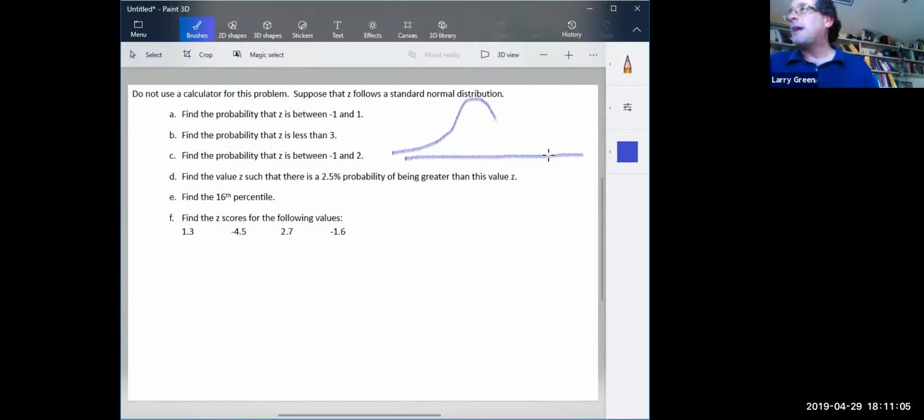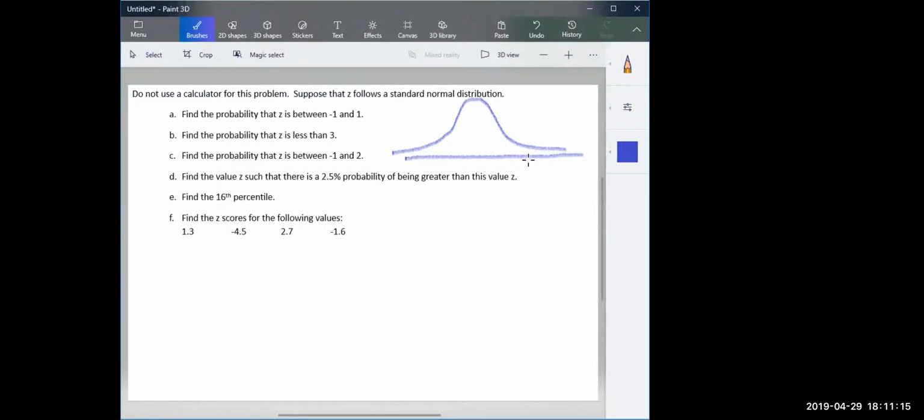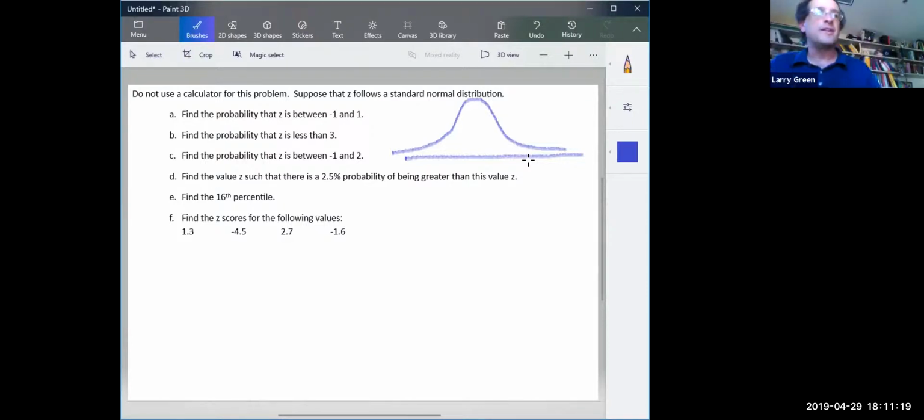And I'm using a mouse, so it's not the easiest to do, but I'll do my best. That one's not too bad. Okay, so another word for the standard normal distribution, which I don't want you to use, is bell curve. I want you to use the word normal, because that's the statistics word for bell curve. So this is a standard normal distribution.